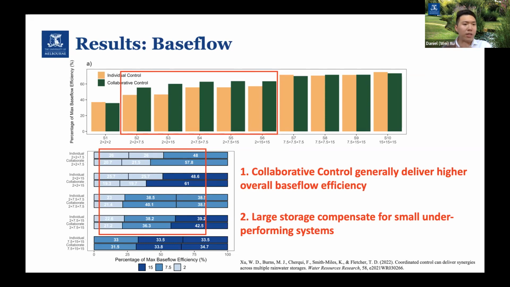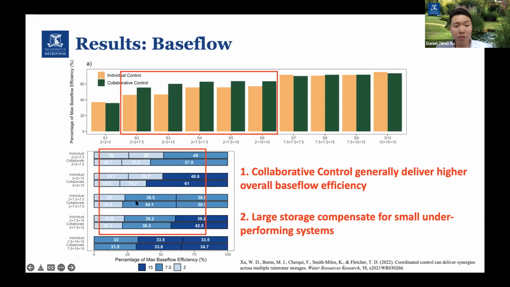In order to figure out where the synergy is, we have to look at, first of all, the overall outcome, and secondly, the split of tasks in different systems. What we're showing here is that the collaborative control, which is the green one, and also the bottom bar, generally deliver a higher overflow base flow efficiency in the top figure. And if you look into details of the bottom figure, the general conclusion is that these large storages, for example a 15 kiloliter tank, compensate for small underperforming systems.